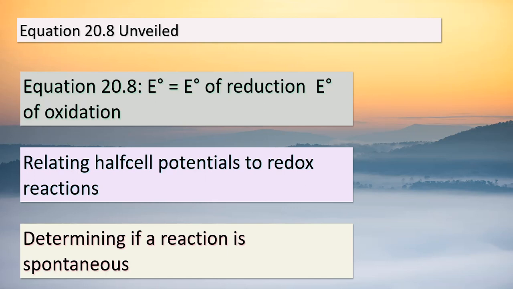When the calculated value is positive, the reaction tends to occur spontaneously, releasing energy in the process. Conversely, a negative value suggests a non-spontaneous reaction that requires an external energy source to proceed. Equipped with equation 20.8, we can unravel the secrets of chemical reactions and their potential to drive energy transformations. Prepare yourselves for more captivating insights into the world of chemistry.